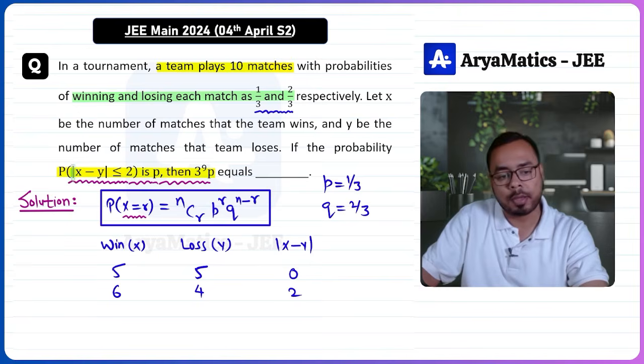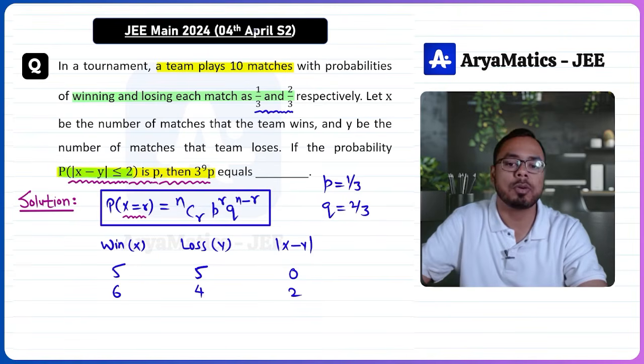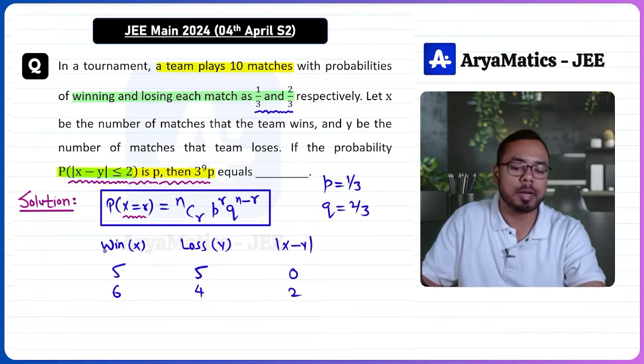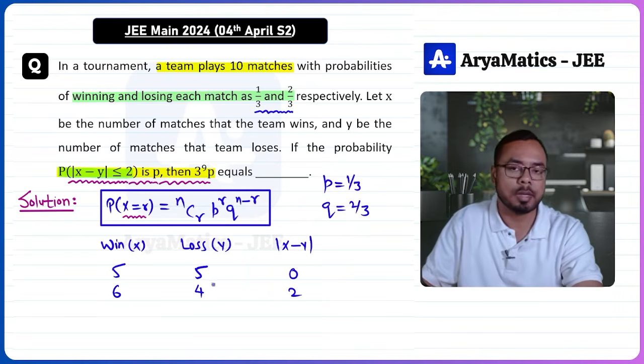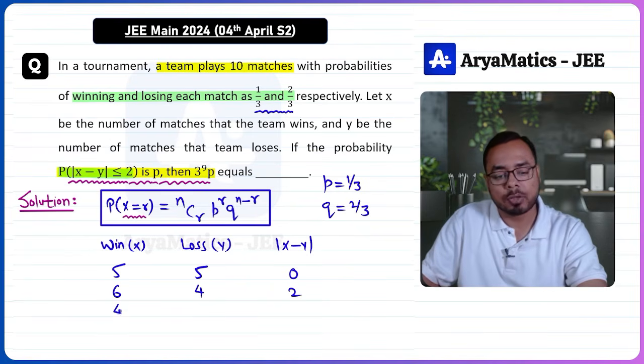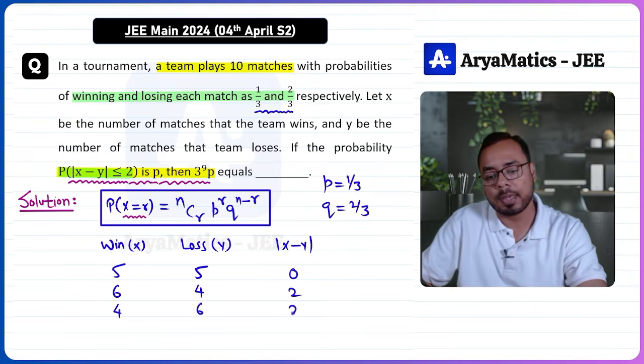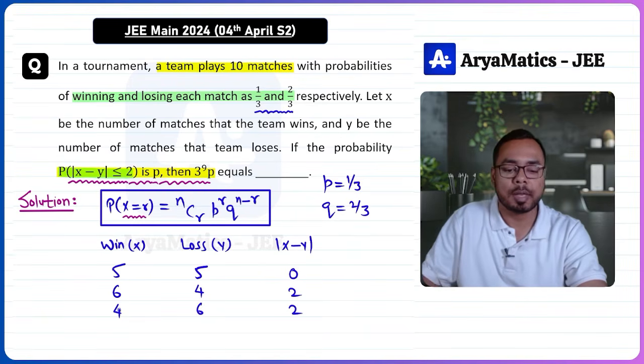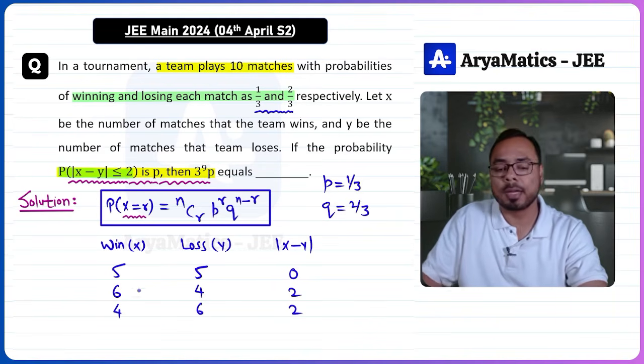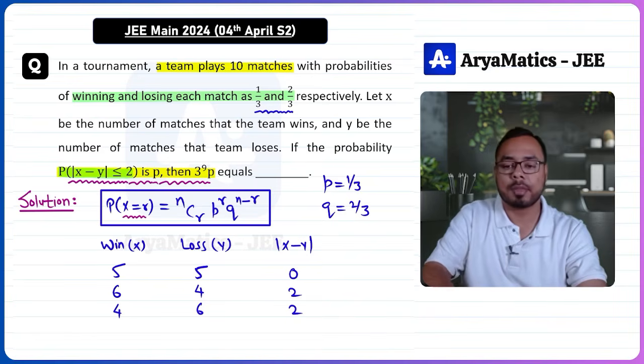Right? This is the important point here, that mod x minus y must be less than or equal to 2. That means the difference between win and loss should be 2 or less. So x cannot be 7. In that case, y will be 3, and x minus y will be 4. So another possibility is x is 4, y is 6, and here also the difference is 2. And again, you cannot win 3 matches because in that case you will lose 7 matches, and the difference will be 4. So these are the 3 different cases, right?